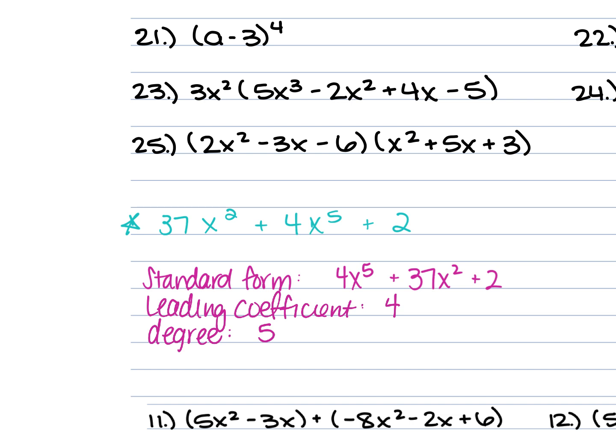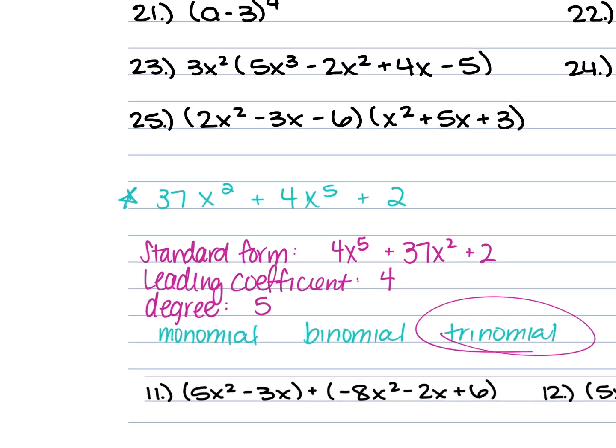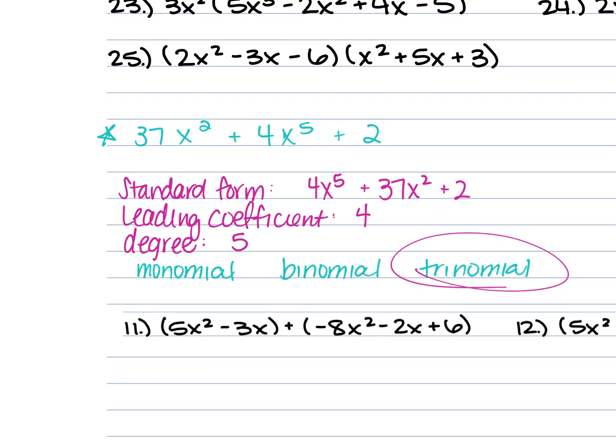Then you're going to have to tell if it's a monomial, a binomial, or a trinomial. Remember, a monomial is just one term. A binomial is 2 terms, and a trinomial is 3. You have 3 terms here, so this is a trinomial. Again, this is on your test tomorrow, but it's not on your review.